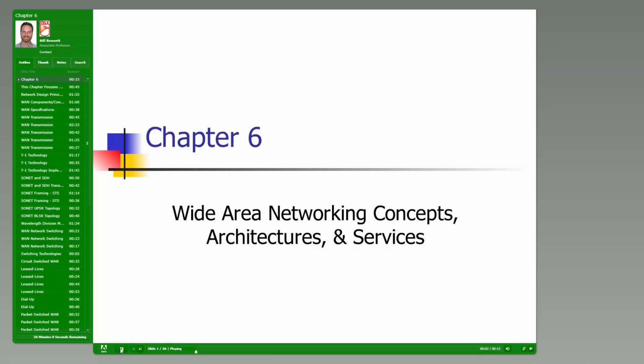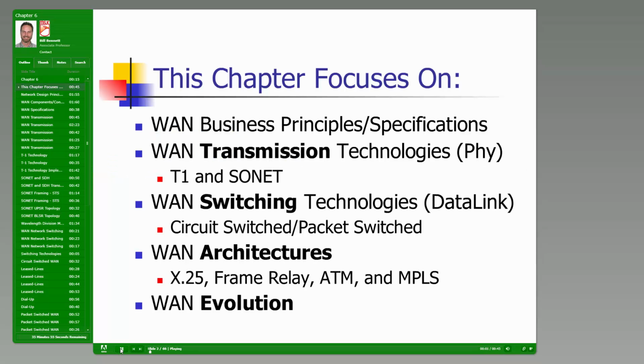So here we are at Chapter 6. When we get done with this chapter, we'll be halfway there. And in Chapter 6, we'll be talking about wide area networking concepts, architectures, and services. More specifically, this chapter focuses on WAN business principles, the principles that will be driving and determining the features of our WAN that we will need, and WAN specifications.